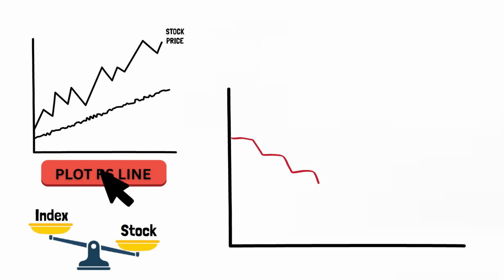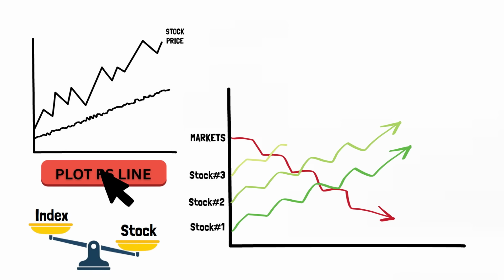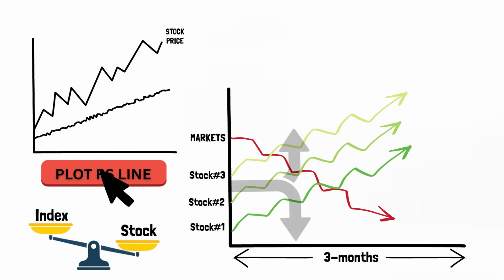Picture this. The markets are in correction, yet there's a set of stocks posting positive returns over the last 3 months. That divergence is relative strength in action.